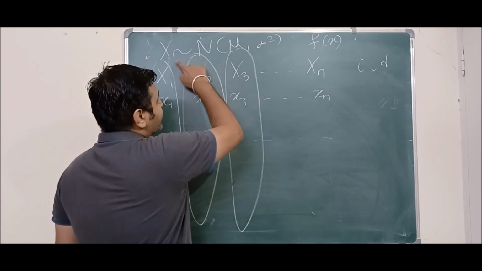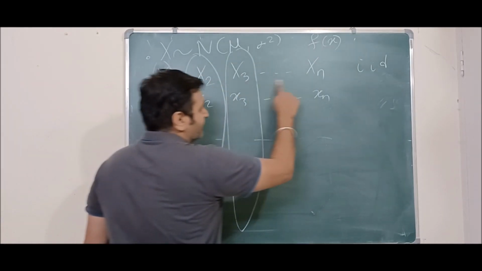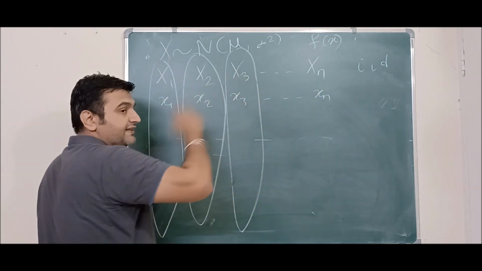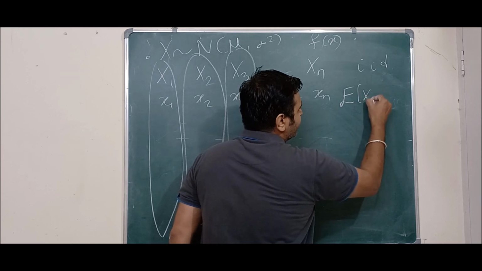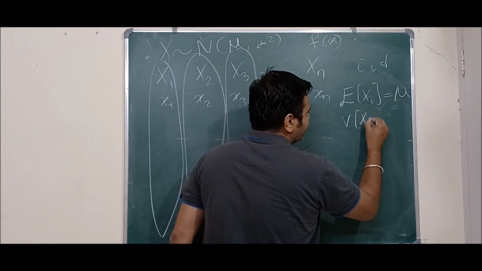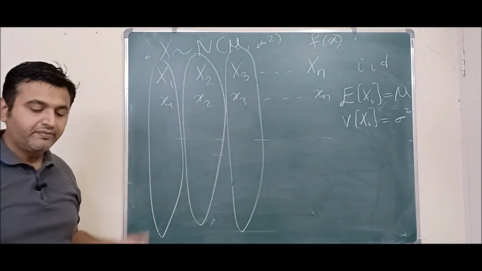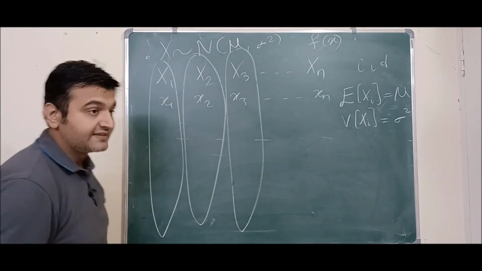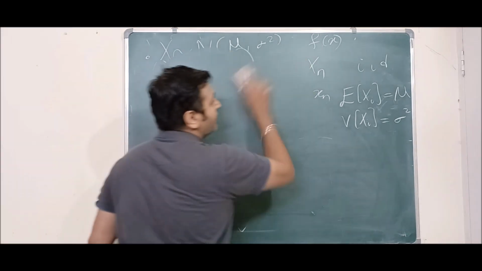Since x has the mean mu and a probability distribution f of x, all of them will have the probability distribution f of x. Since they have the same probability distribution, the mean of the xi's will be mu and the variance of the xi's will be sigma square. Because the probability distribution is the same, the mean and variance will also be the same. So now we have these n independent IIDs.